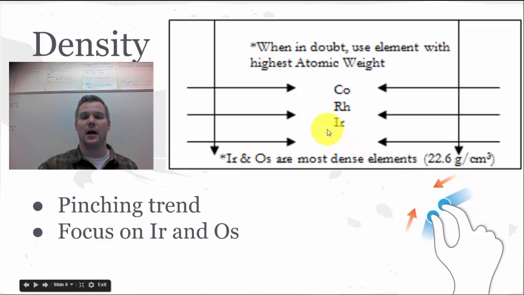Osmium would be right here. So 22.6 is the highest density, and as you go down the families, it gets larger. As you go towards the middle, towards these atoms, they get higher. Now, if in doubt, if you're not sure exactly which is going to be a more dense atom, use the one that has the higher atomic weight.